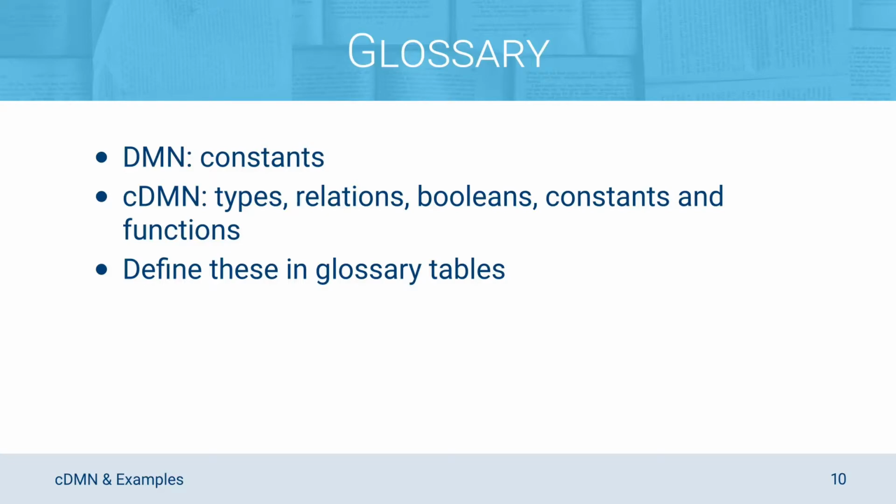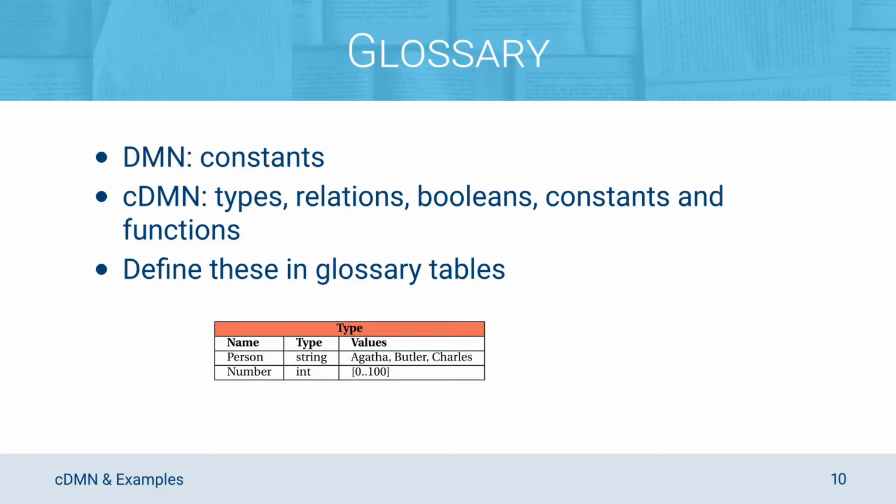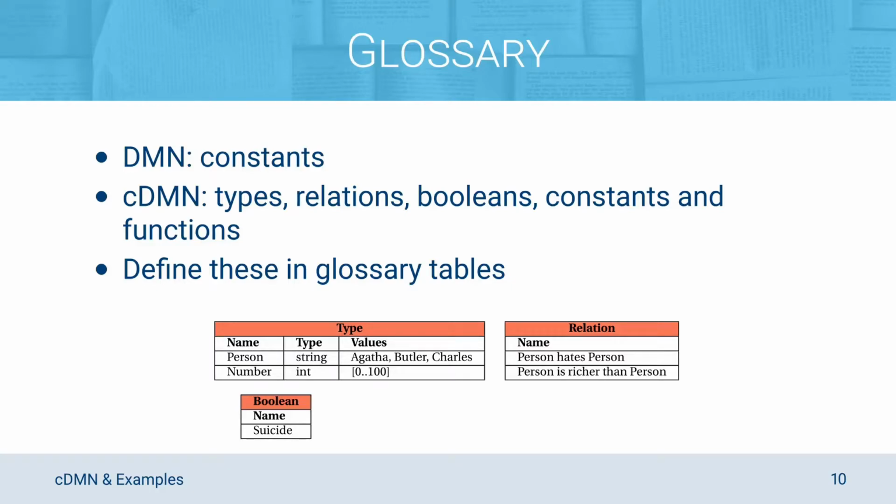So, for instance, we have the glossary type, in which we're able to define a type person, which consists of strings, and these strings are Agatha, Butler, and Charles. And we have a type number, which is an integer between 0 and 100. We can also define relations, which are relations between one or more types, where here, for example, we have the relation person hates person, where we can, for example, express that Agatha hates the butler or butler hates Charles. We also have the Boolean glossary, in which we're able to define Booleans.